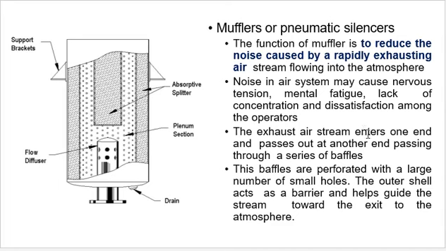Due to that, the exhaust air stream enters one end and passes out at the other end, passing through a series of baffles. These baffles are perforated with a large number of small holes, and the outer shell acts as a barrier and helps to guide the stream towards the exit to the atmosphere. As I told you, the porous metal is used, due to that a restriction is created and noise is reduced. So this is another important component used in the pneumatic system, called the muffler or pneumatic silencer.